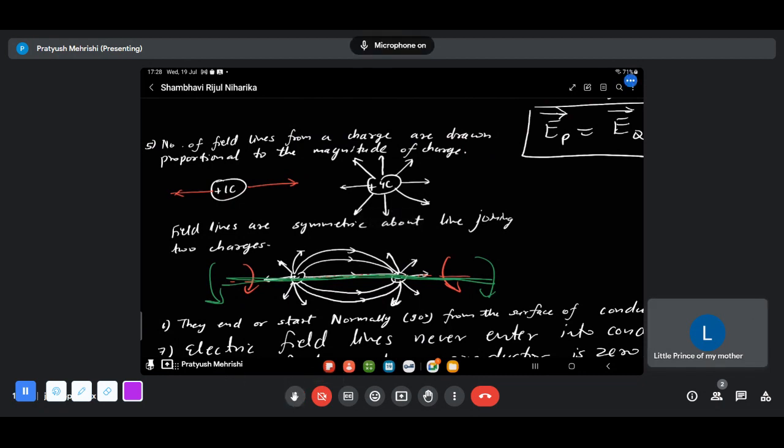What did you say? No, I am just saying right now, for the number of field lines, it is up to you how much field lines you can draw. There is no particular rule or set of rules to draw the number of lines. Only a proportional number of lines we can draw. So yes, you can draw, but it's better to draw two lines only. Okay.